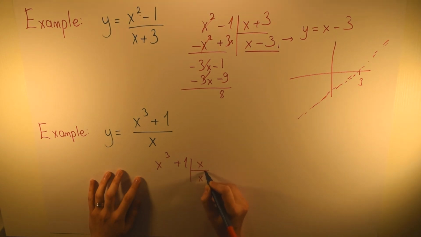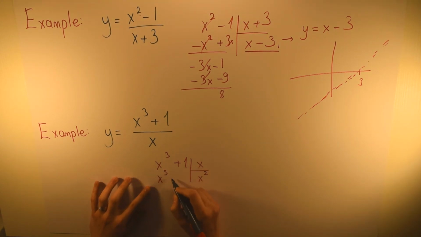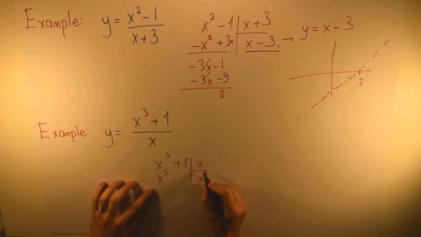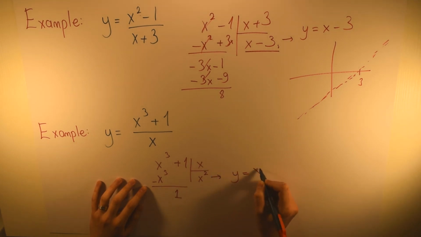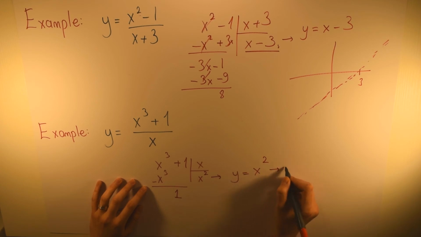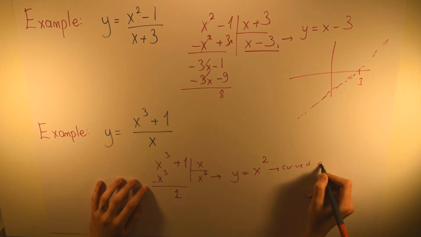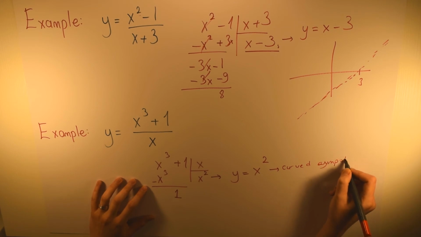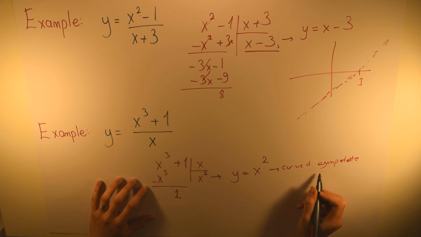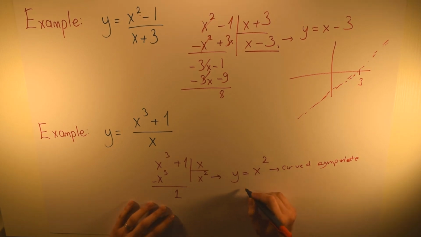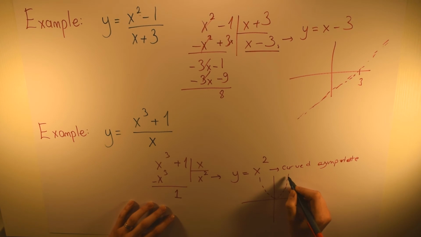So this would be x squared, so x cubed. And then here we will have only x cubed, and then from here we will get 1. So as you can see, this is y is equal to x squared. This is our curved asymptote, and its graph looks something like this, right? When x squared, its graph looks like this.